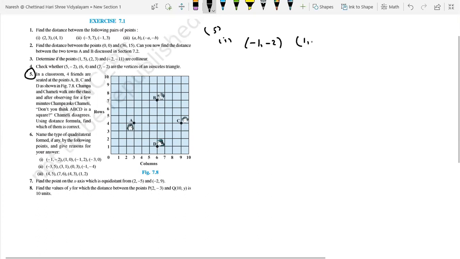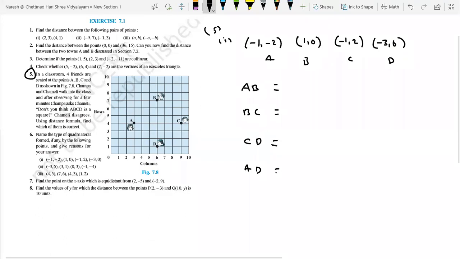The points are -1 comma -2, 1 comma 0, -1 comma 2, -3 comma 0. Suppose I take this as A, this as B, this as C, this as D. So first find out AB, BC, CD, and AD values. Calculate, guys. Calculate all the four values.